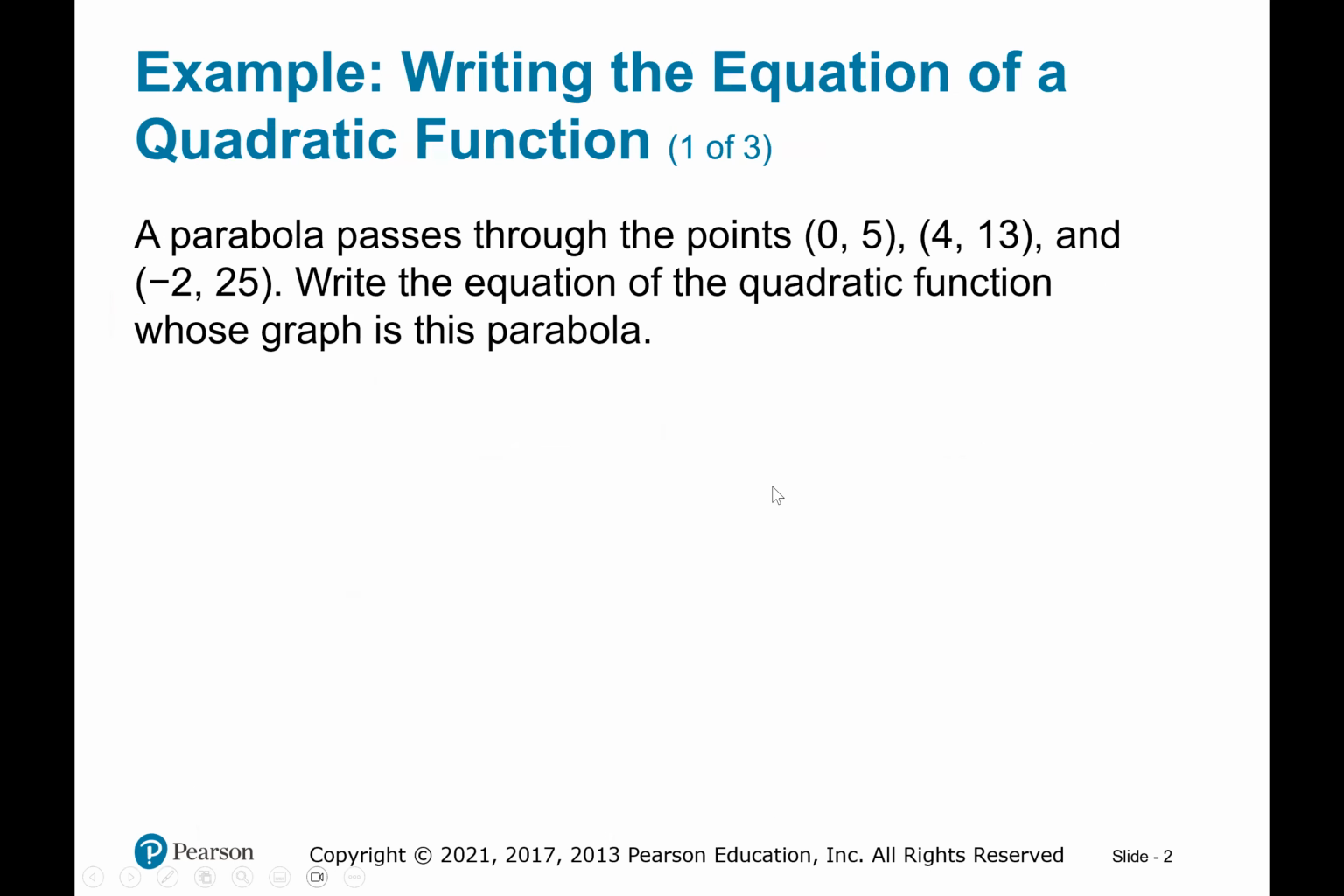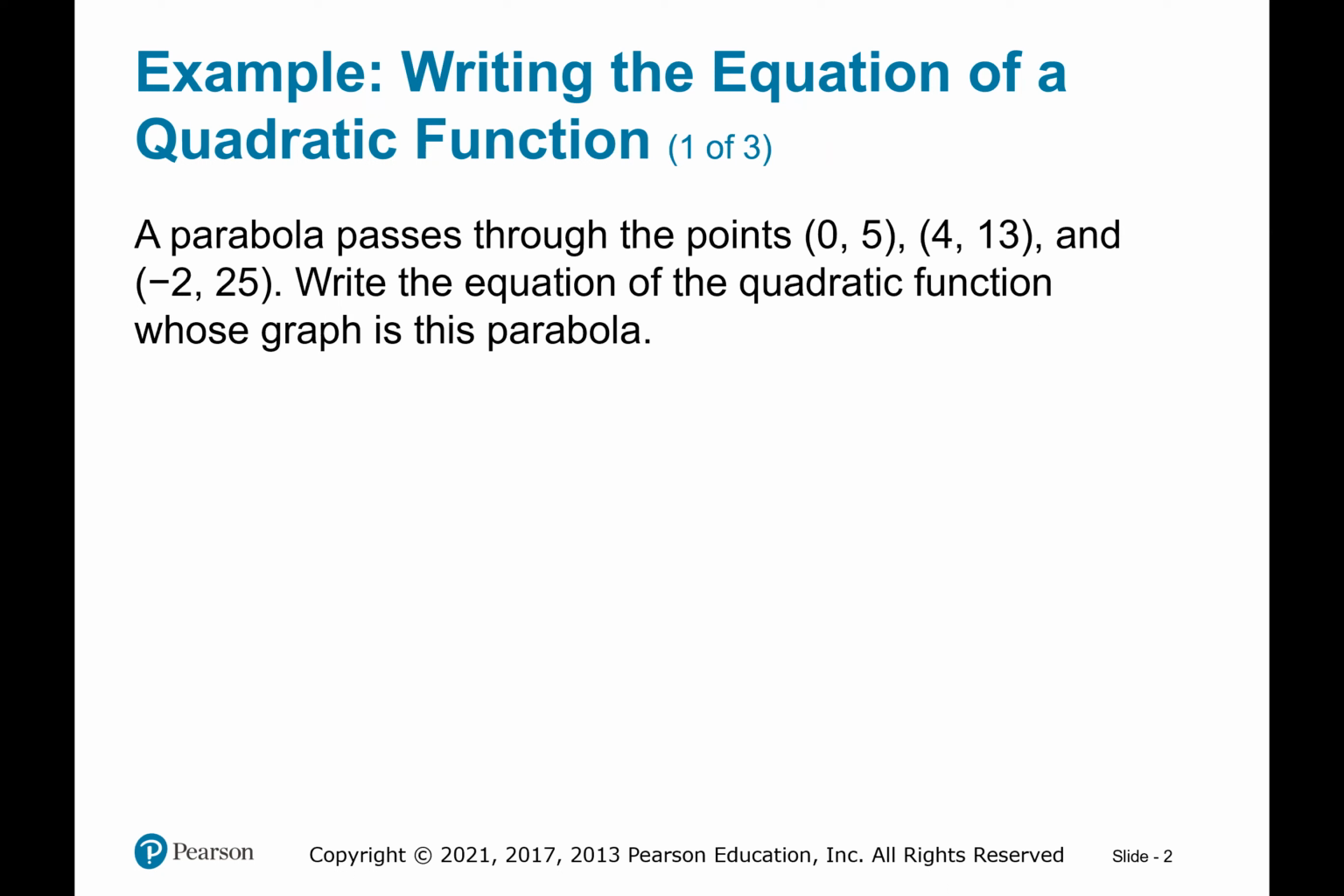All right. So the first problem. You may not even have a clue how to solve this. A parabola passes through 3 points: (0, 5), (4, 13), and (-2, 25). Write the equation of the quadratic function whose graph is this parabola.